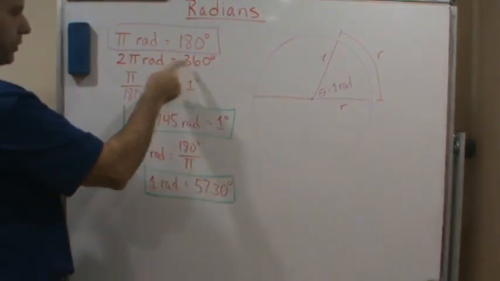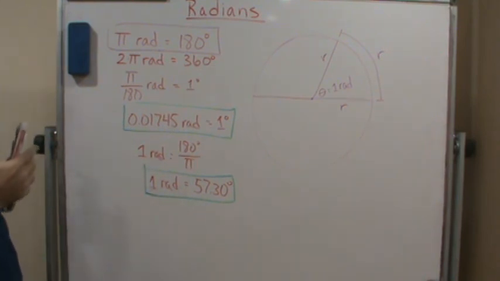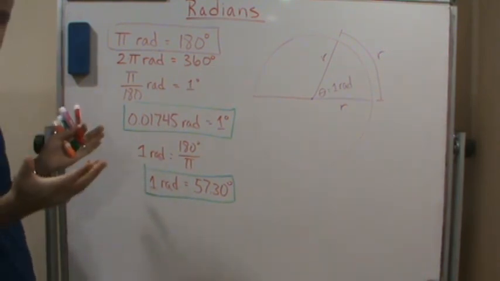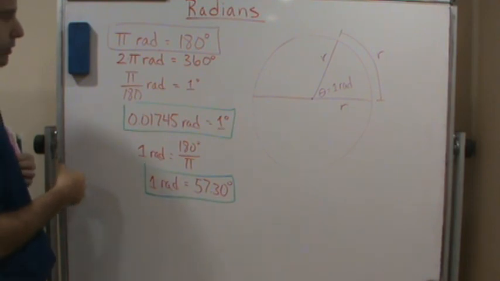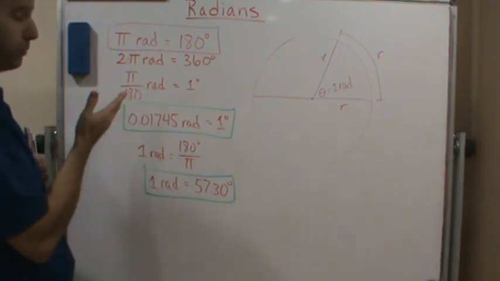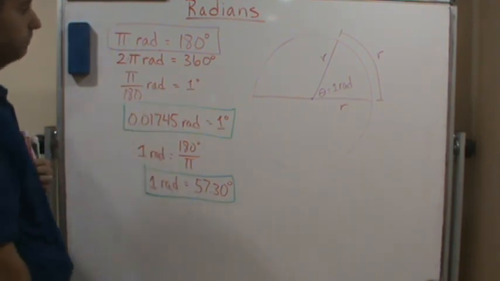So 1 revolution of a circle is 2 pi radians. Instead of thinking about going from 0 to 360, in radians we can talk about going from 0 to 2 pi radians.